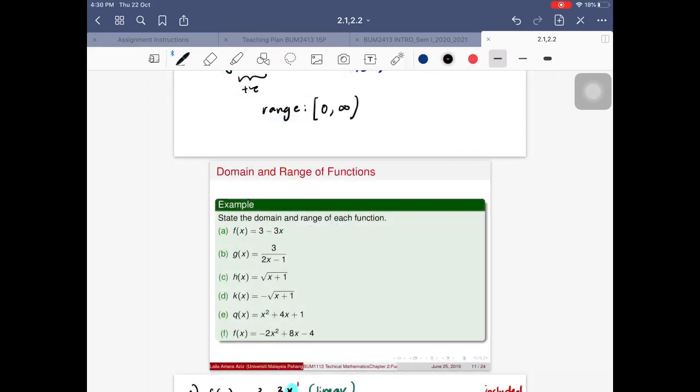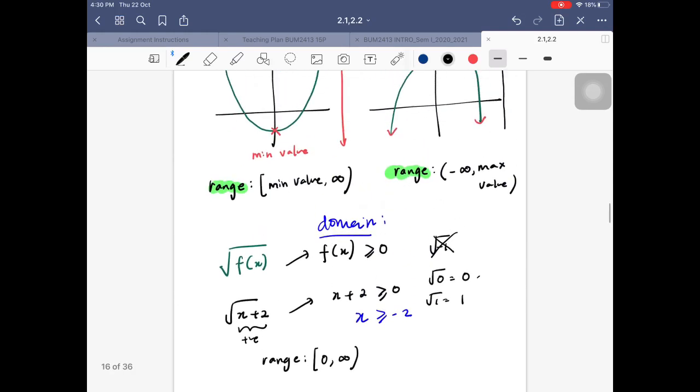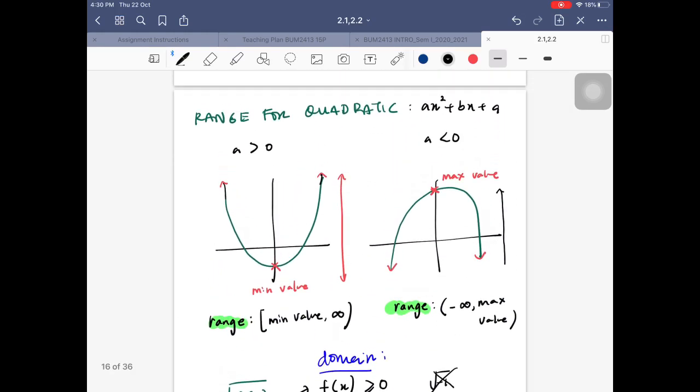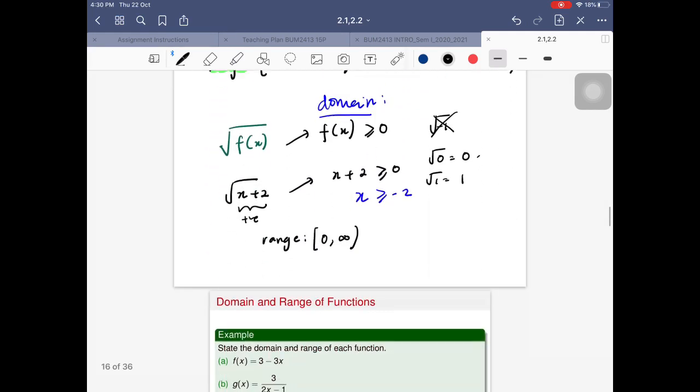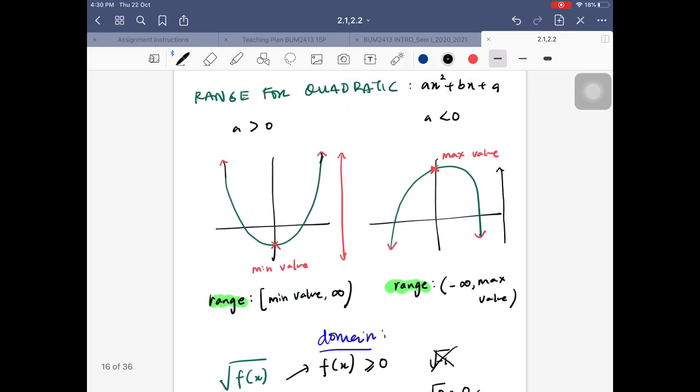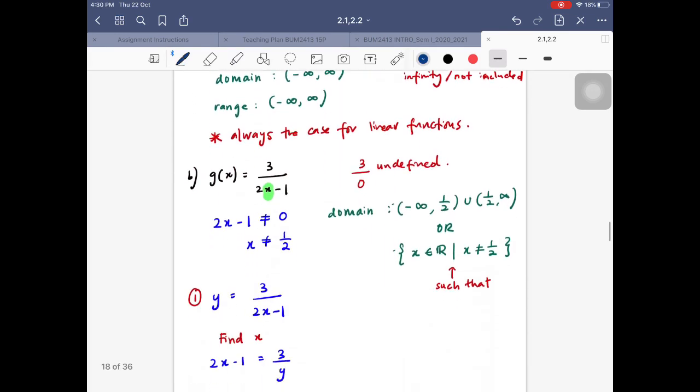Alright, so next we are going to have a look at E and F. But the thing about E and F is that it involves what I call a quadratic function. For the domain, there will be no problem. But remember, for the case of range, the range is going to depend on either the minimum value or the maximum value of the function itself. So therefore, you have to know how to find the minimum value and also the maximum value for the case of quadratic functions.